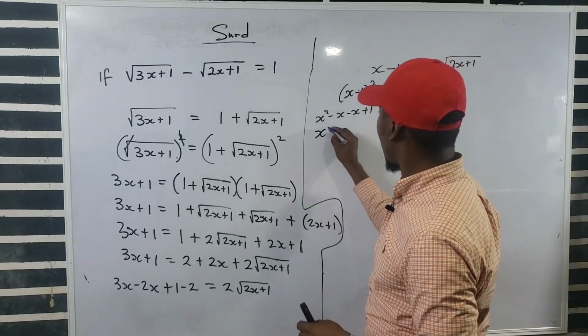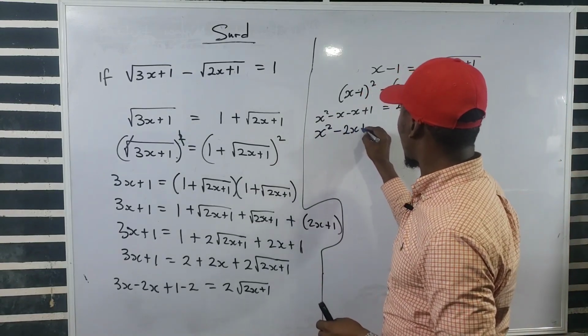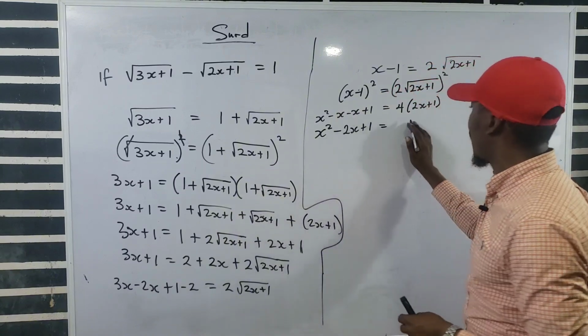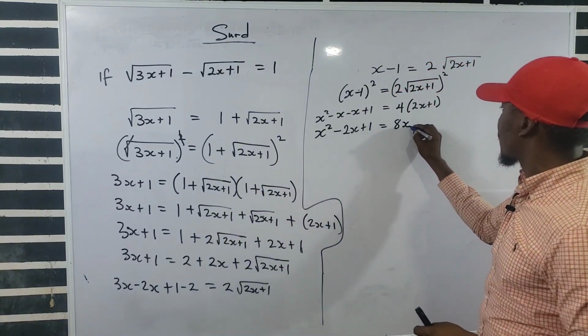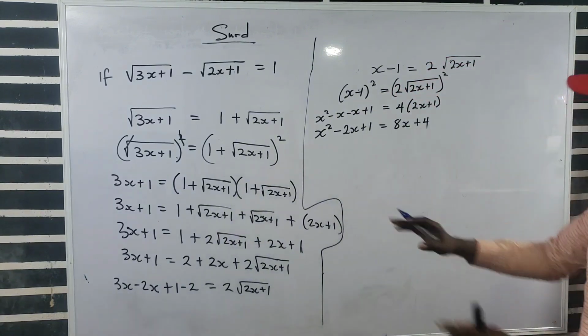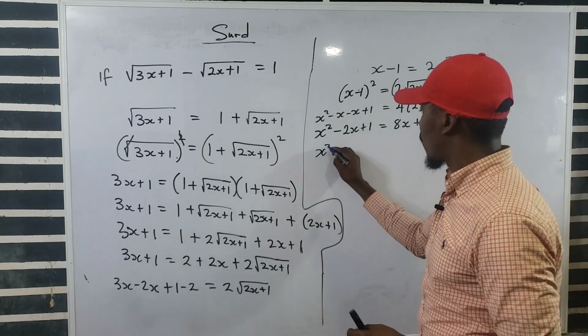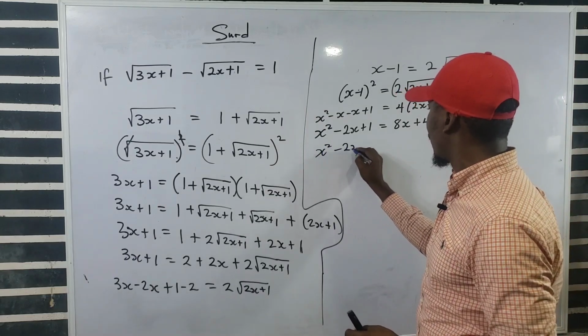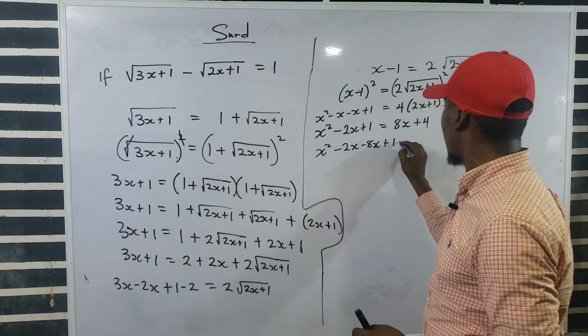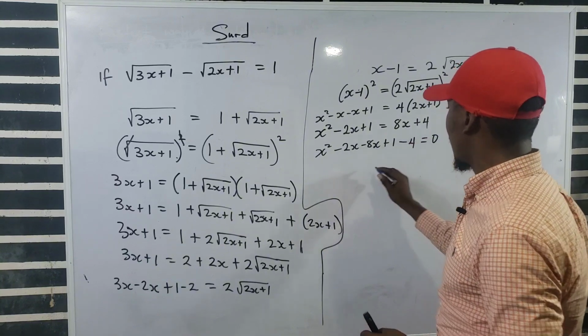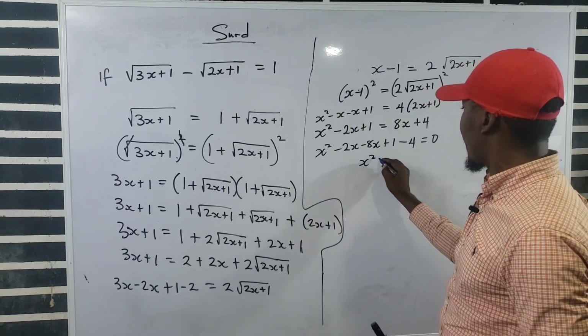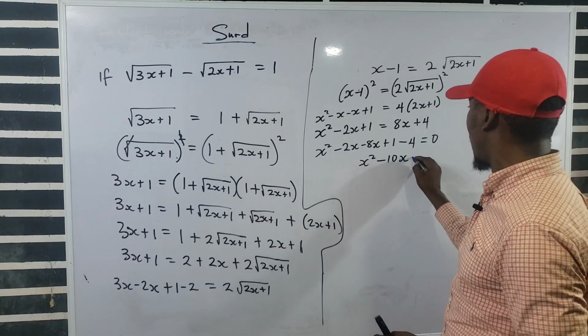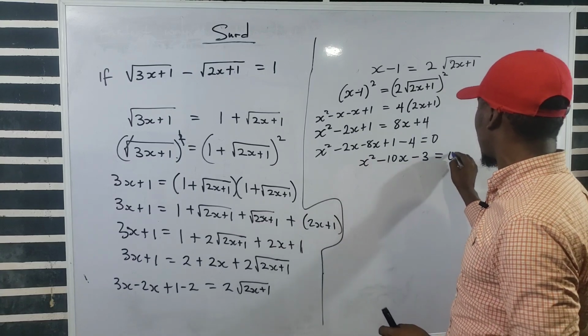So that will give us s squared minus 2s plus 1 equals 8x plus 4. So you can bring everything in now. You have s squared minus 2x minus 8x plus 1 minus 4 equal to 0. So that will give us s squared minus 10x minus 3 equal to 0.